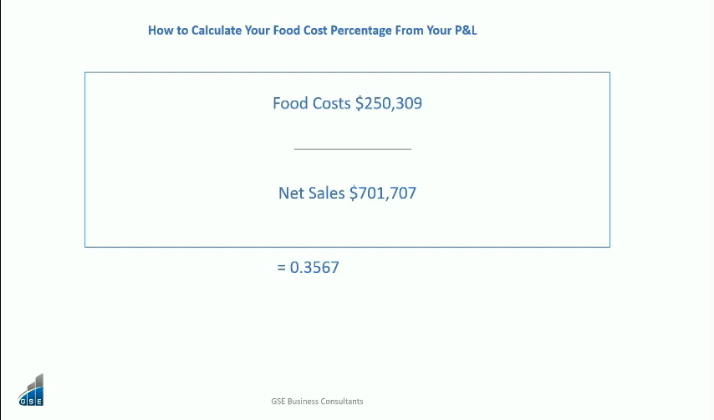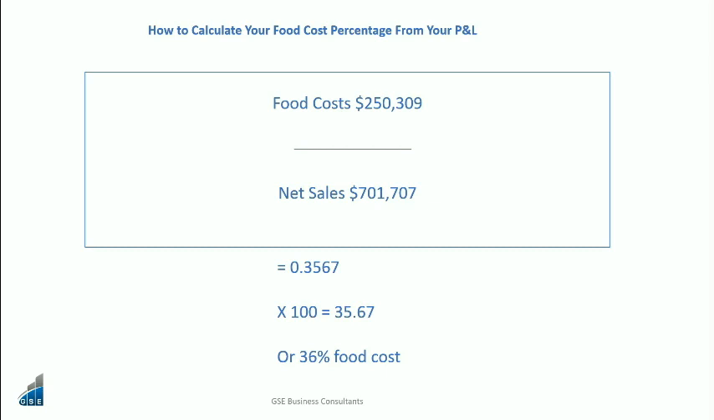That will give you a figure here of 0.3567. You then multiply that by 100, which gives you 35.67, and that will show you that your food cost is at 36%. So hopefully that makes sense. Basically, you're making sure you've got all of your food costs captured and all of your sales captured. Once you've got those figures, you divide the food cost by the net sales, and then multiply that figure by 100. That figure is your food cost percentage.